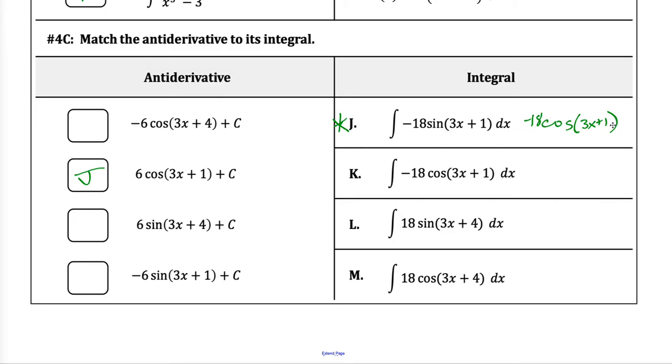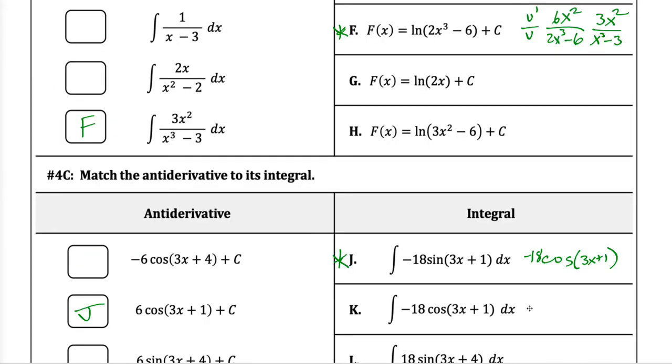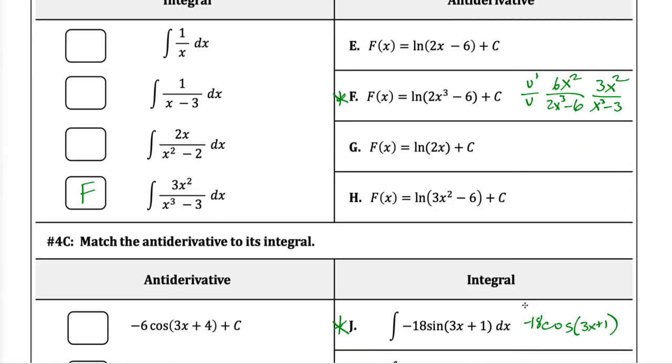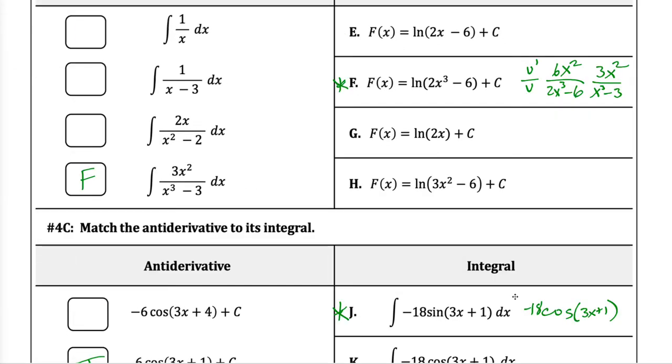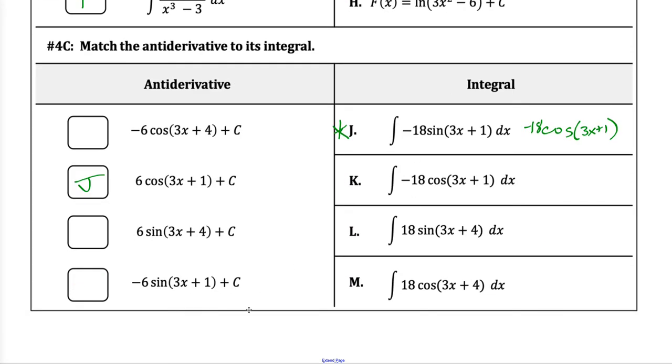Into the 6 cosine. Wait a minute. Why'd they reverse them? They're throwing me off here. We're not supposed to take the derivative of the right. That's cruel. You know what? It's really hard talking and doing stuff at the same time.